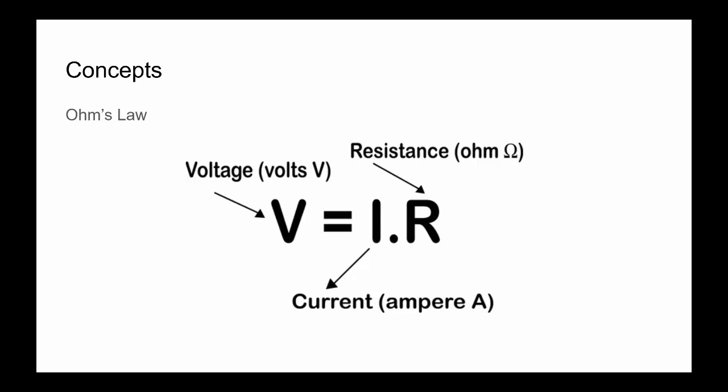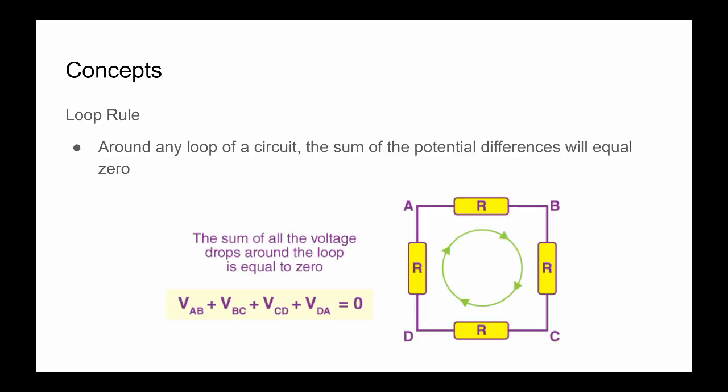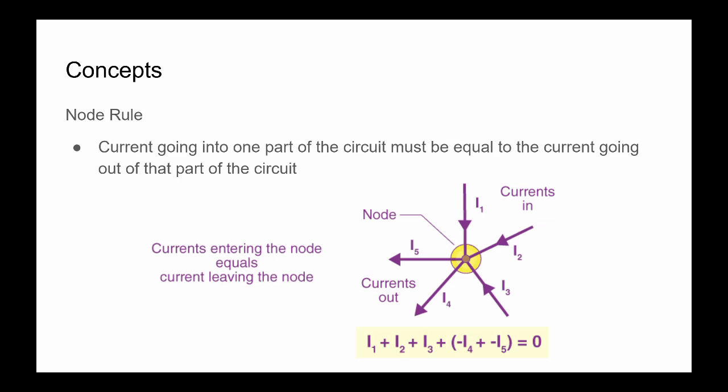The first concept in this lab is Ohm's law, which is very simple. It's just that the change in voltage is equal to current times resistance. And the loop rule, the second concept, is that around any loop of a circuit, the sum of the potential differences must equal 0. The third concept is the node rule, which is the current going into one part of the circuit must be equal to the current going out of that part of the circuit. So if you have one wire going in, 2 wires going out, the current must be equal between those.